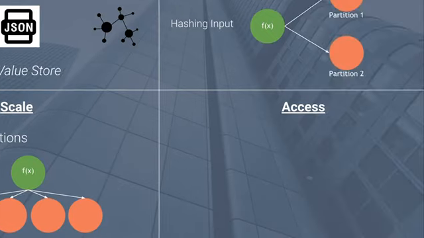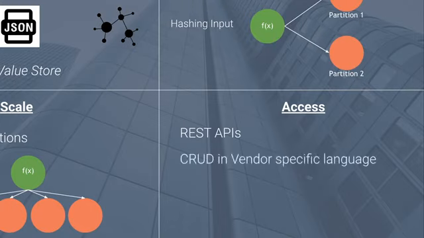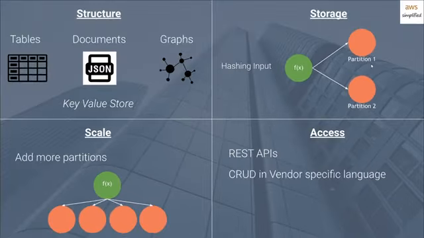Now moving on to access, there's 2 major flavors here. The first one is REST APIs, and you use REST APIs to hit a specific endpoint that has a certain functionality associated with it. Optionally, you can perform create, read, update, or delete in vendor-specific languages. So if you're using a vendor like DynamoDB, that will have a very different way to perform a query than something like MongoDB, which is another NoSQL option.